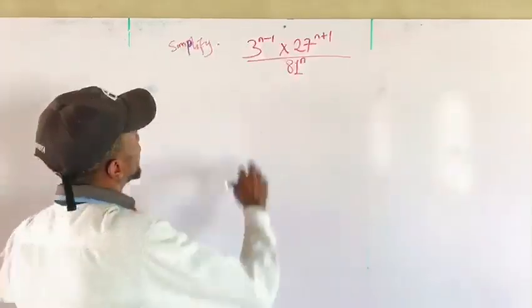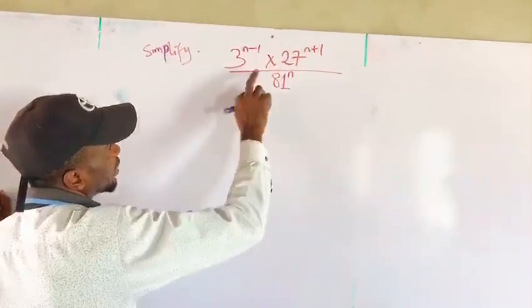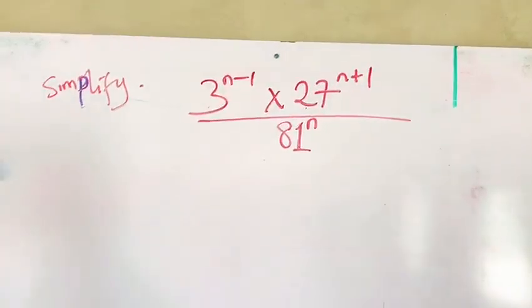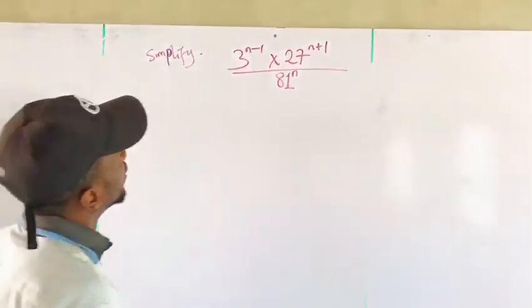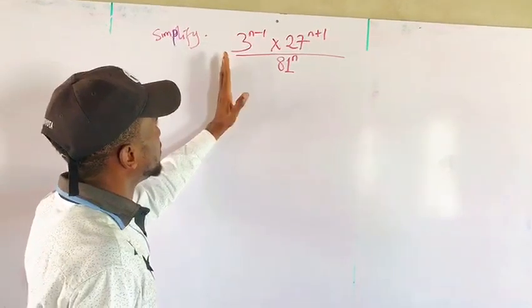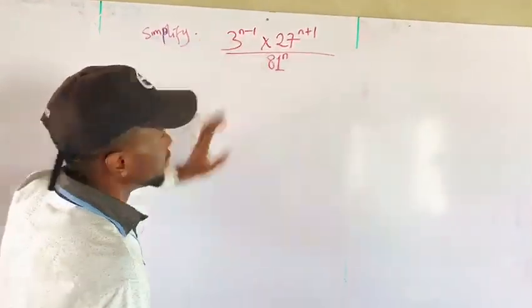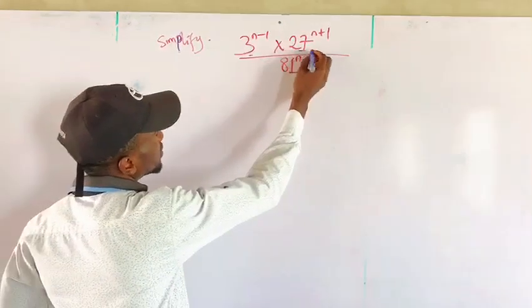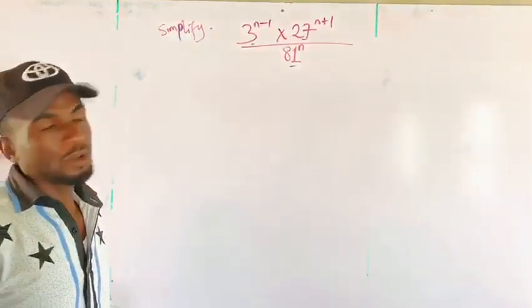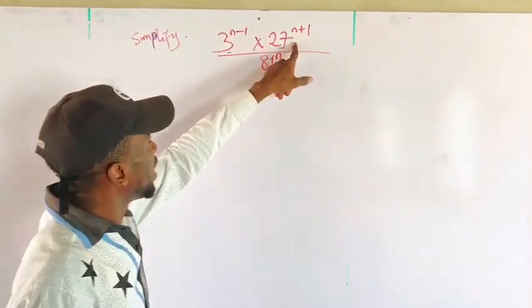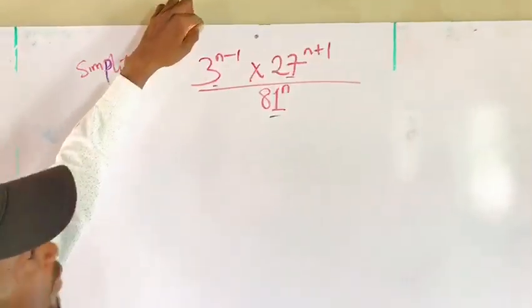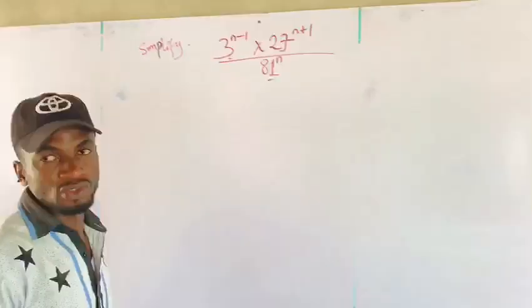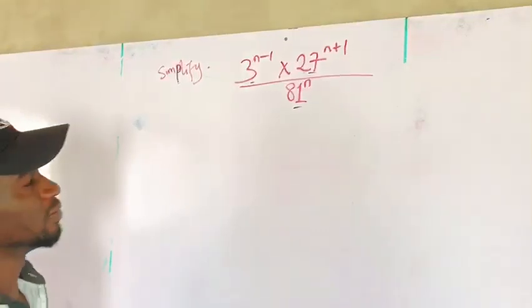Next, simplify 3 raised to the power of n minus 1 times 27 raised to the power of n plus 1, over 81 raised to the power of n. If I have this as my question, the first thing I'll have to do is think critically and observe the question. If you look at the question very well, my constants 3, 27 and 81 are divisible by 3. And if you check this 27 very well, I can raise 3 to the power of a certain number to get 27. I can also raise 3 to the power of a certain number to get 81. So let me break it down starting from that.